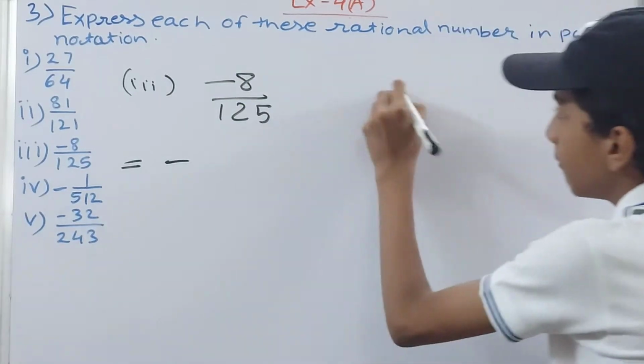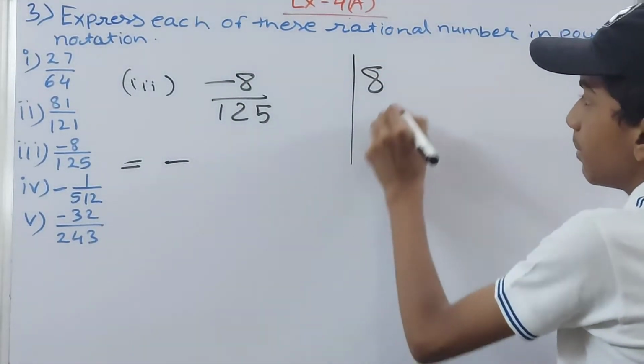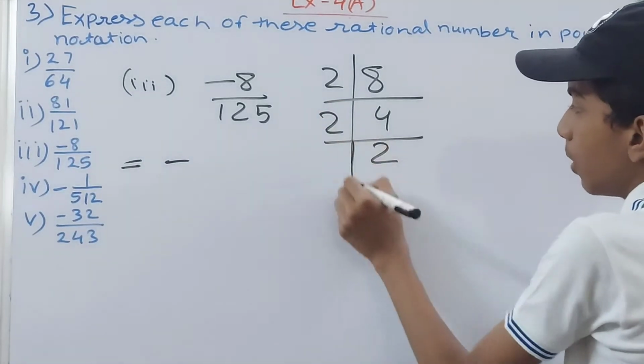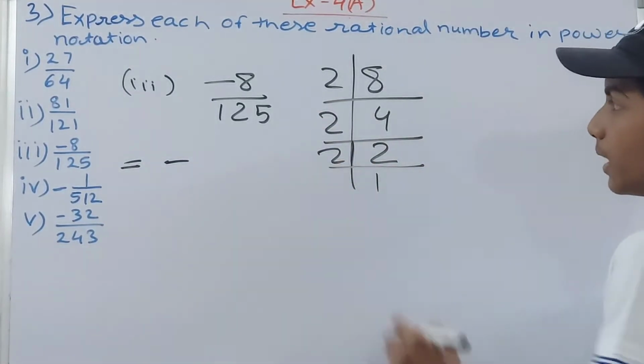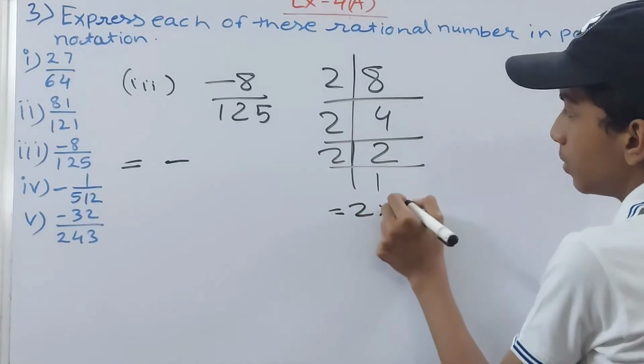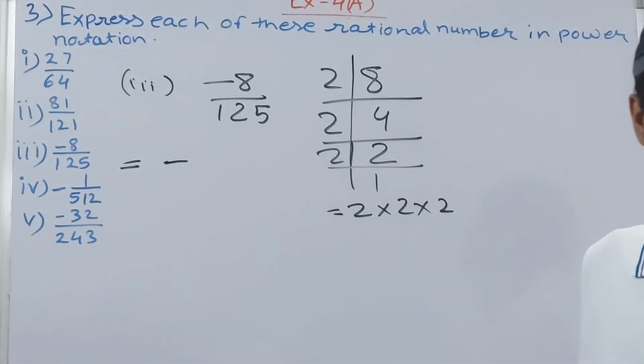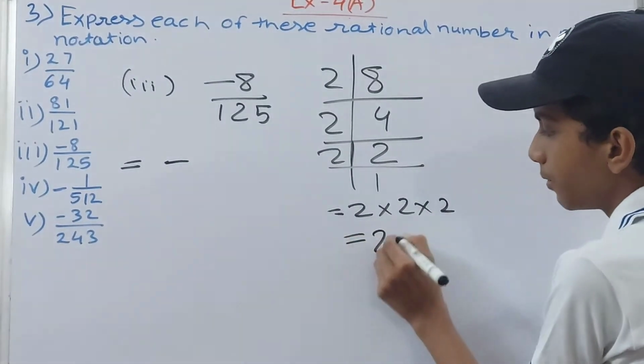Now 8 will be prime factorized. So 8, again prime factorize this by 2, so 4, again 2, so 2, and last 2, so 1. So 2 into 2 into 2, 3 times. This we can write as 2 to the power 3 as well.